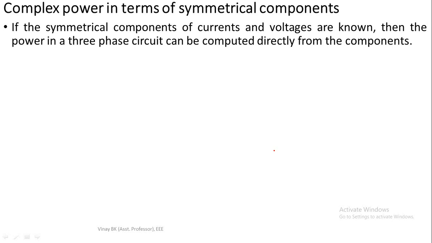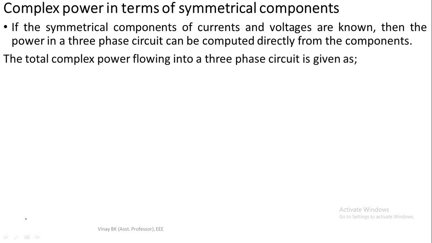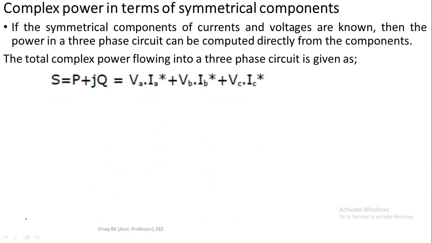For example, if the total complex power flowing into a three-phase circuit is given by S equals P plus jQ, and you know the values of the components of current and voltage, then we can get the power directly from them. So we can write this as VA into IA conjugate plus VB into IB conjugate plus VC into IC conjugate.